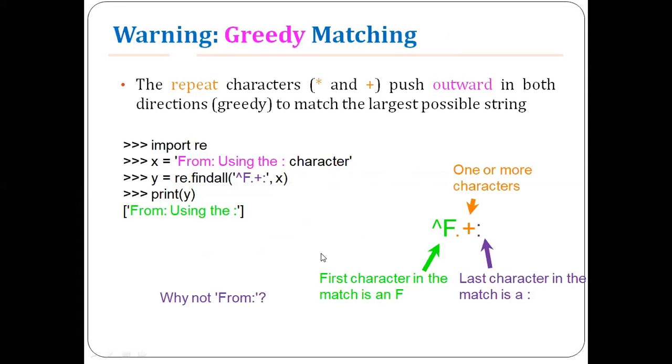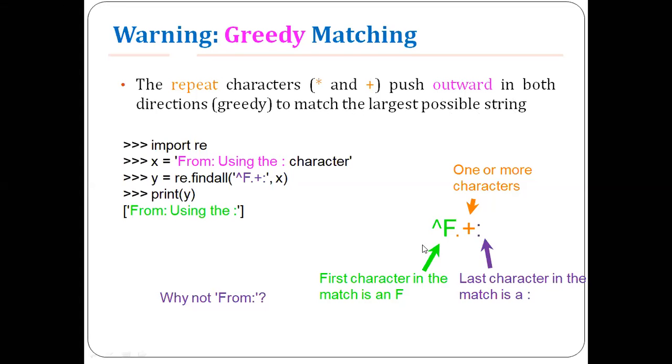Let us continue with the same thing. Something called greedy matching here. Greedy matching in the sense that the star and the plus are going to match characters beyond their boundaries, right? That is what you call greedy matching. The repeat characters, that is star and plus, push outward in both directions to match the largest possible string.